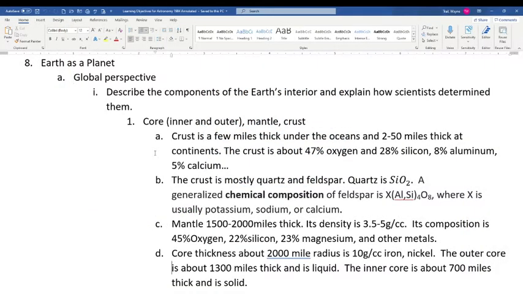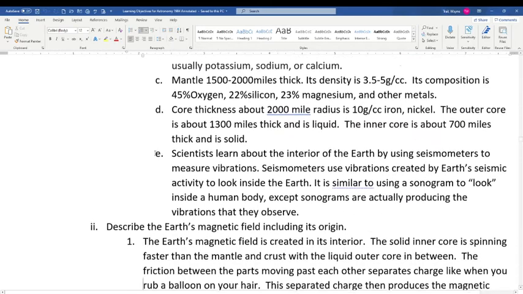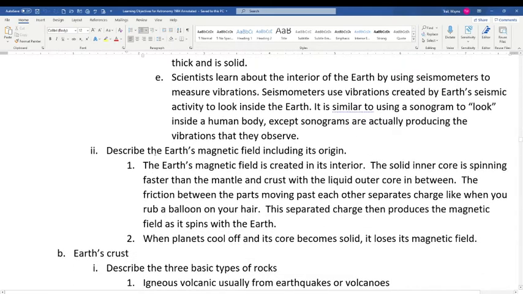So scroll down here to the next section. So how did we learn about this? Scientists learn about the interior of the Earth by using seismometers. These things measure vibrations. Seismometers use vibrations created by the Earth's seismic activity to look inside the Earth. That means, anytime there's vibrations created by the Earth, like earthquakes or volcanoes, vibrations bounce around in the Earth, and these seismometers read them.